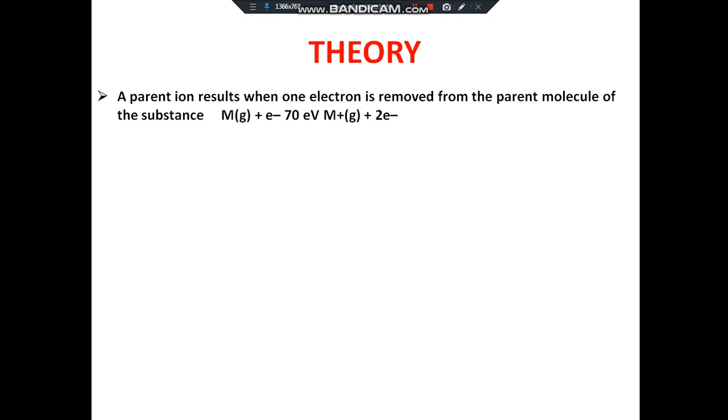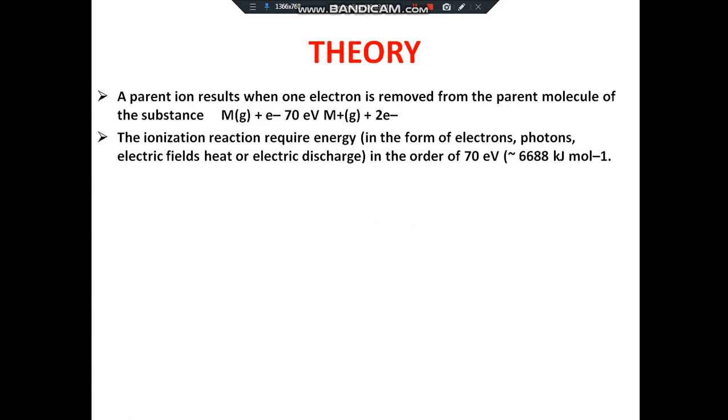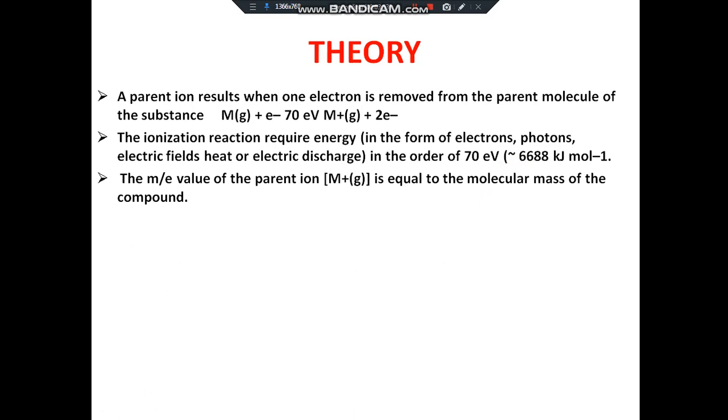Theory: a parent ion, M+, results when one electron bombards a parent molecule. This is the ionization reaction. The ionization reaction requires energy in the form of electrons, photons, electric field, heat or electric discharge, in the order of 70 electron volts, which is approximately equal to 6688 kilojoules per mole of energy.